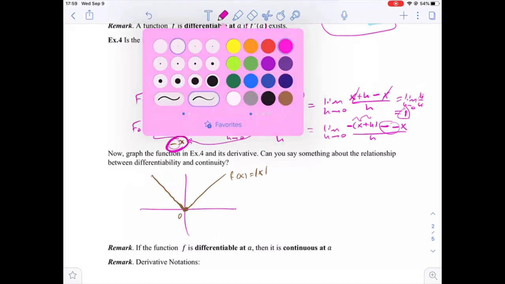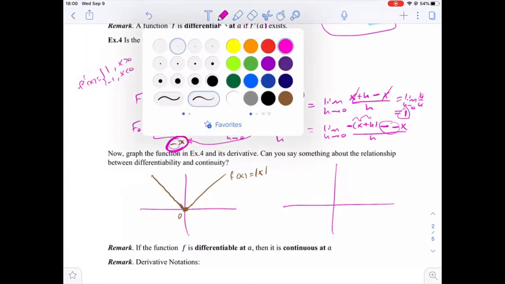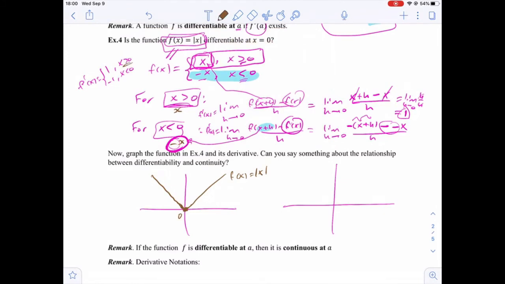Now, let's graph the derivative of the function. The derivative, as we described, was 1 and negative 1, 1 for x greater than 0, negative 1 for x less than 0. Now, in order to graph this, for x greater than 0 here, the image is 1, but it's open at 1 because we don't have equality here. And for x less than 0, here, it's negative 1. As you can see, this function is not continuous at the point 0. And it's defined by two different rules around 0.